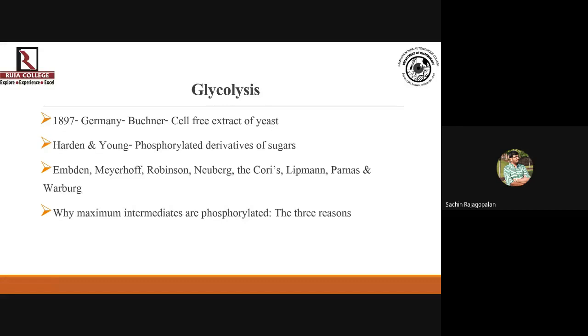Okay, so different scientists got themselves involved, wherein Emden and Meyerhof were studying this process in the muscle cells, while we also have people like Chelpin and Warburg who were studying it in the yeast. So simultaneous studies were happening, right? And ultimately the major contribution came from Emden, Meyerhof, and Parnas, but there were people like Harden and Young, Robison, Neuberg, Cori, Warburg. All these people have made significant contributions to the process.